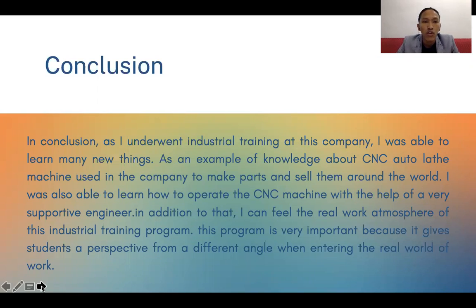Conclusion. In conclusion, as I underwent industrial training at this company, I was able to learn many new things. As an example, knowledge about the CNC auto-lathe machine used in the company to make parts and sell them around the world. I was also able to learn how to operate the CNC machine with the help of a very supportive engineer. In addition to that, I can feel the real work atmosphere of this industrial training program. This program is very important because it gives students a perspective from a different angle when entering the real world of work.